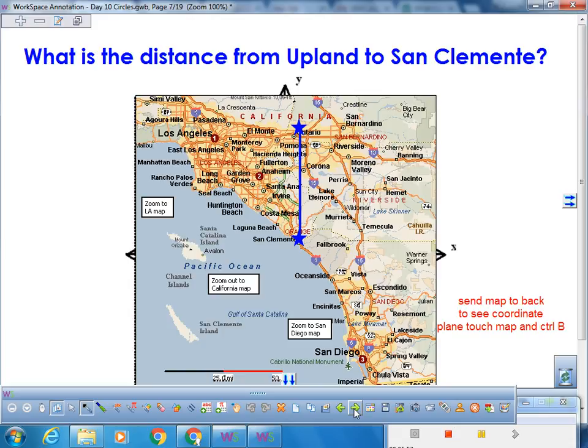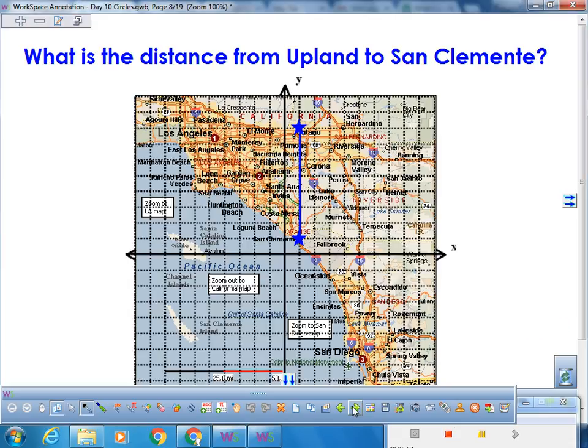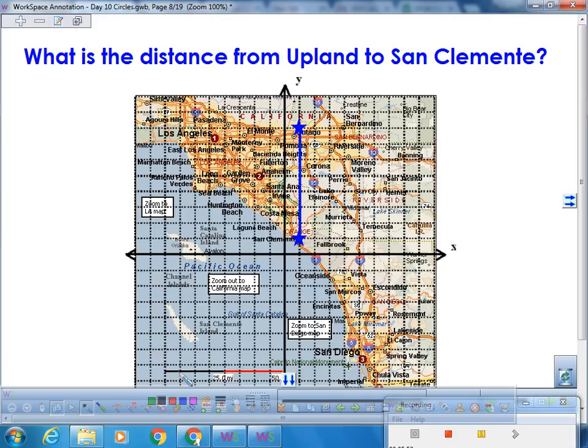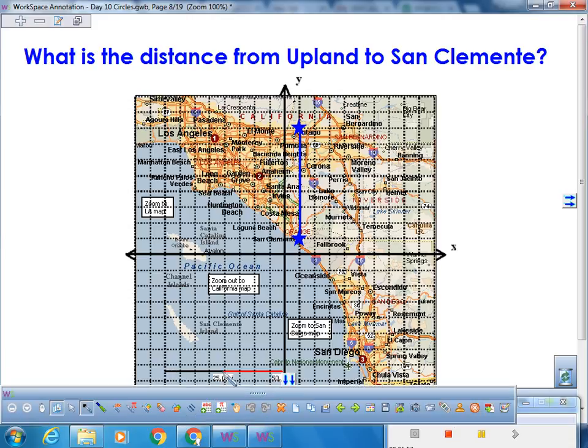What is the distance from Upland to San Clemente? Well, we can see it right here, right? It's 1, 2, 3, 4, 5, 6, 7. It's whatever distance that this grid right here looks like. It says 25. I can't really tell. But depending on what the legend says on this, it looks like from here to here is about 25 miles. So probably 35 miles. I have a reason for this, I promise.